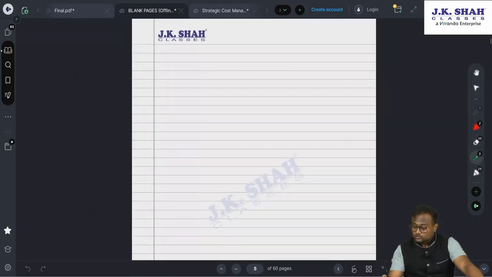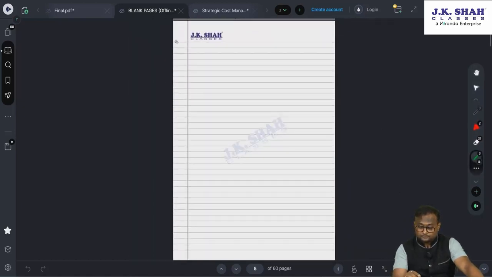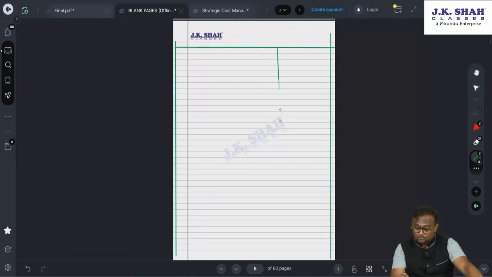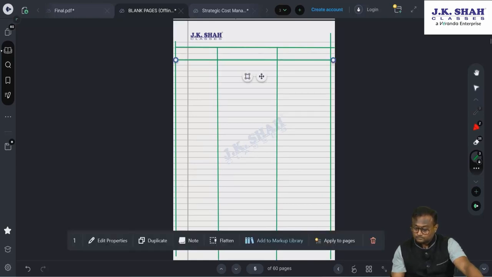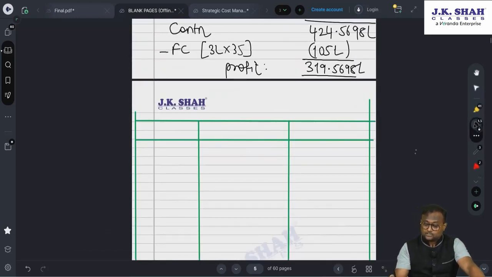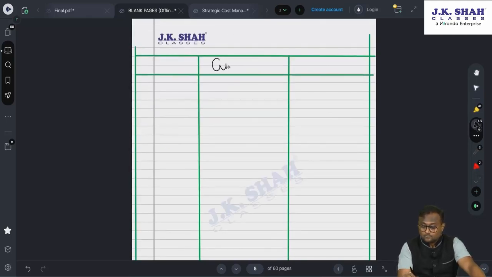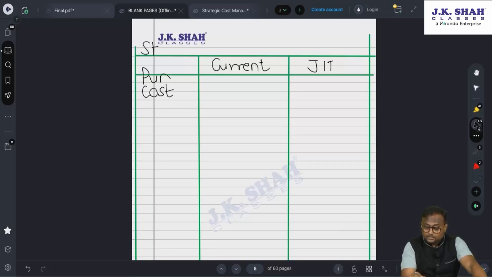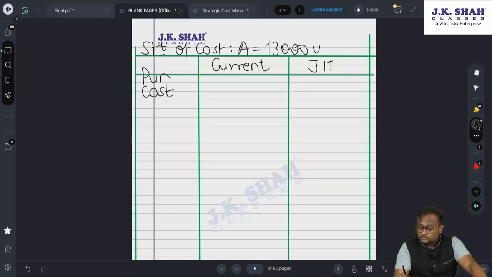Okay, so what we can do is have a simple comparison of both the options, current policy as well as JIT. Let me first go for purchase cost. Now, I am preparing a statement of cost for buying my annual requirement of 13,000 units.